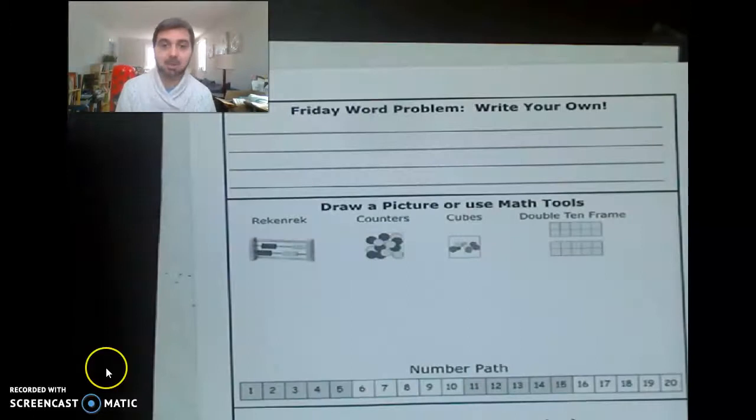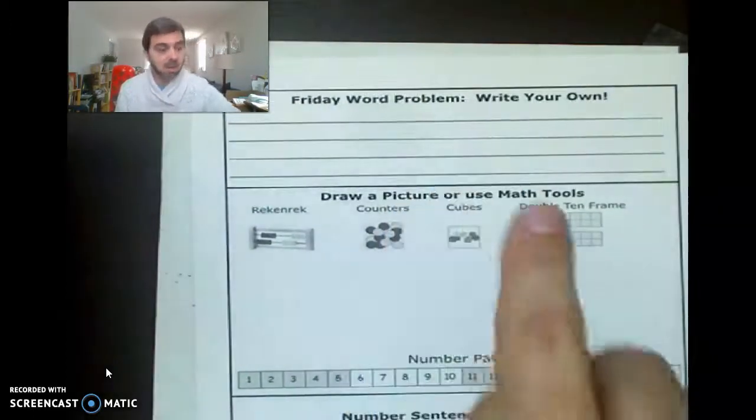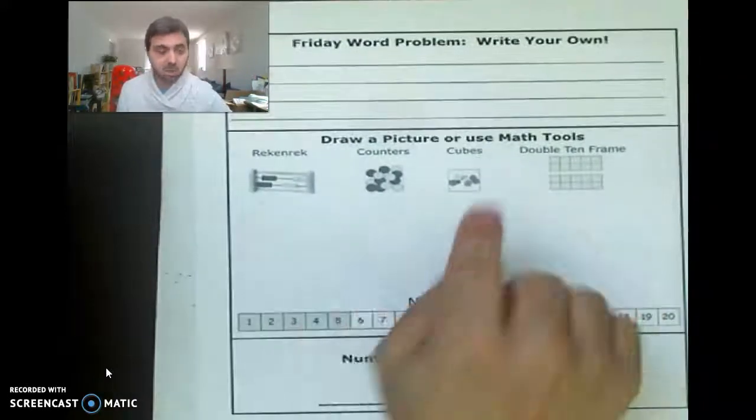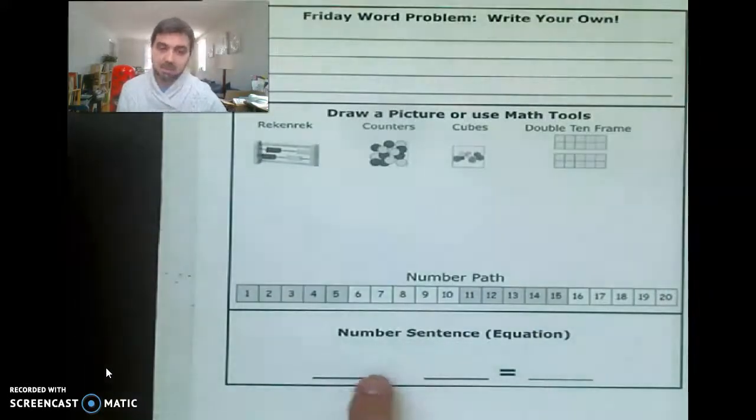You write a word problem, but make sure that you do the whole thing. So I want you to write the word problem tomorrow. Draw a picture. Use some manipulatives. Okay. Circle what you use, and then write your number sentence.